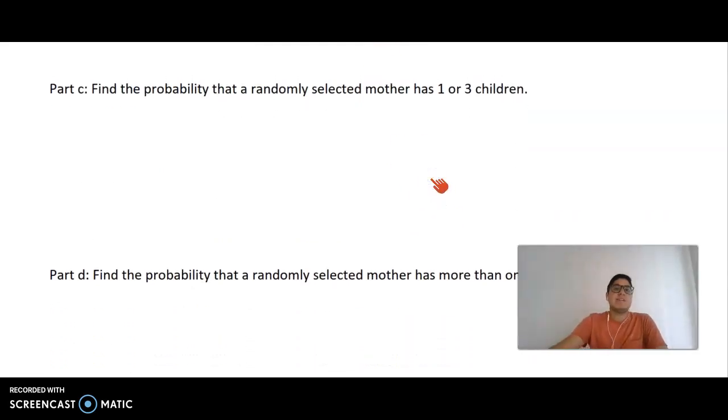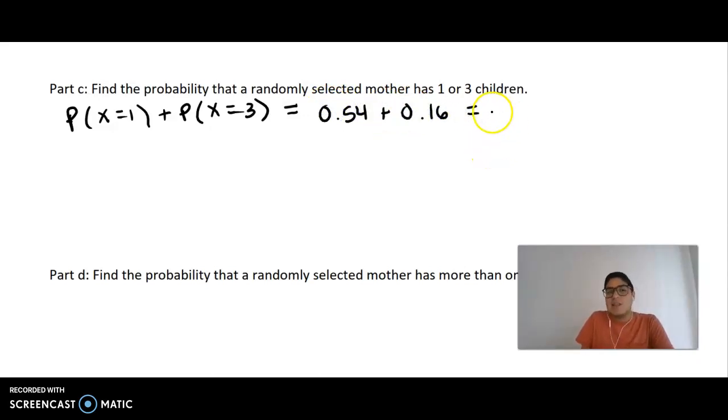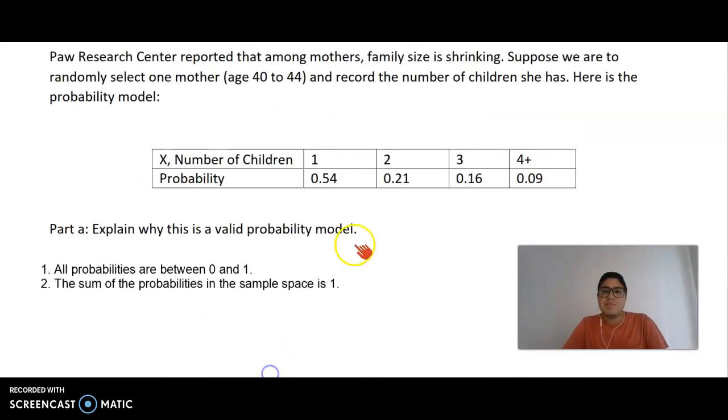Alrighty, let's take a look here at some values. The first one says, find the probability that a randomly selected mother has 1 or 3 children. I'm going to write this out. I want the probability she has exactly 1 or exactly 3, because I don't care about 2 or 4 or more. At 1 it was 0.54, and at 3 it was 0.16. So the probability that the mother has 1 or 3 children is about 70%. I just determined this value from our probability model up here. I just added 1 and 3.